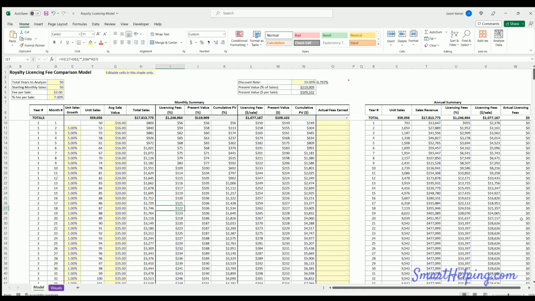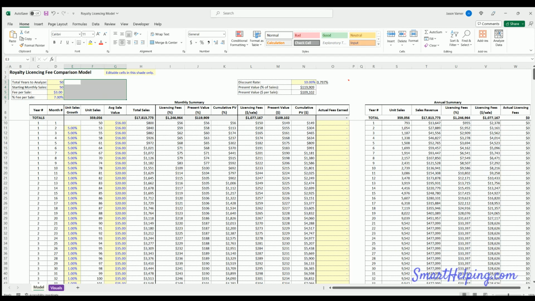Happy Monday morning. I've got a financial model template here for royalty licensing fee comparison. So the point of this is to figure out the true value of a licensing agreement that's based on future sales. You see this in all kinds of businesses, all kinds of industries. So it's not specific to any one thing. It's just a general model. And we'll go through it.